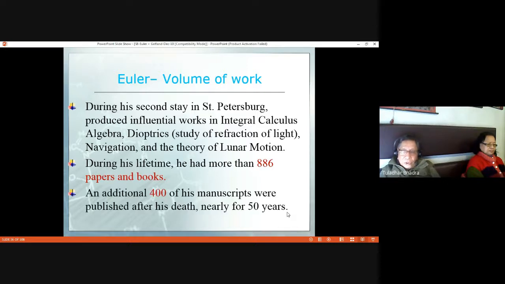So he has already said that when he came back to St. Petersburg again, one of his eyes had already gone. An additional 400 of his manuscripts were published after his death, over nearly 50 years. So during 50 years after his death, more than 400 additional works were produced, besides the 886. That means more than 1,200 works were done by Euler. It is said that if you want to read all his works, it will take 2 lifetimes; 1 life is not enough to read all his articles. Of course, you can read, but you may not understand everything.